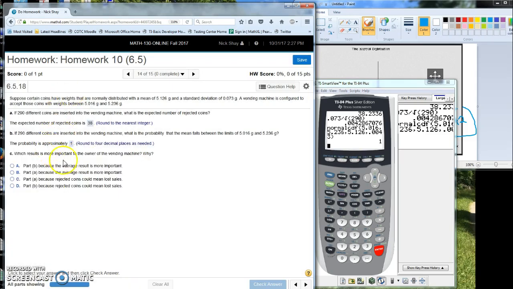Finally, which result is more important to the owner of the vending machine? I don't really care about the average, but because coins could be rejected, that means sales would be lost, right? So that's why we would use part A, because we actually found how many coins would end up rejected if you put 290 in there.